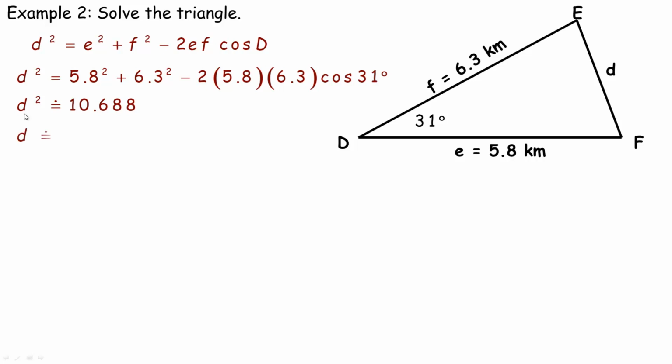And then in order to find D, we would take the square root of that. So D works out to be about 3.3 kilometers. So that's the length of this side right here, 3.3 kilometers.